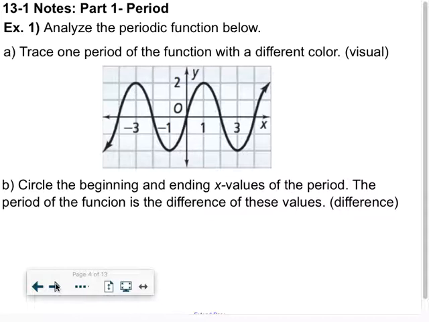Letter A says trace one period of the function with a different color. So I like to start at x is 0. And I want you to use your pencil or pen, use a different color. And if I trace along here for one cycle, it would stop right here. So this has x equals 0 is the start to x equals 4 is the stop.